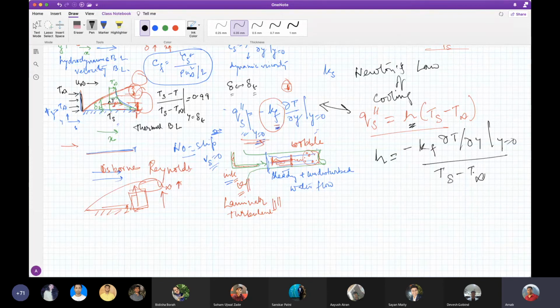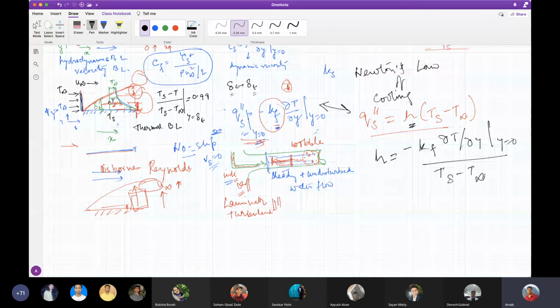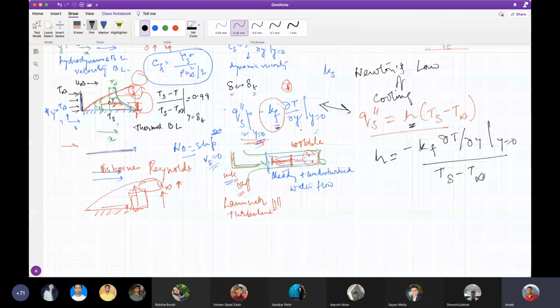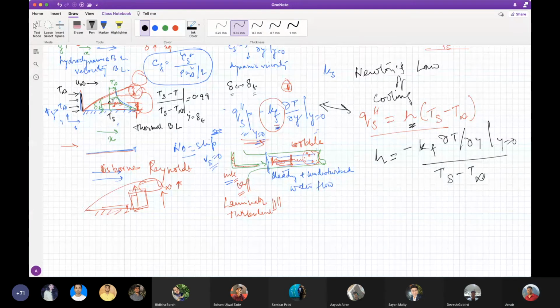So the thermal boundary layer is strongly influenced by the temperature gradient, and in other words, this temperature gradient is also dependent on the velocity gradient.